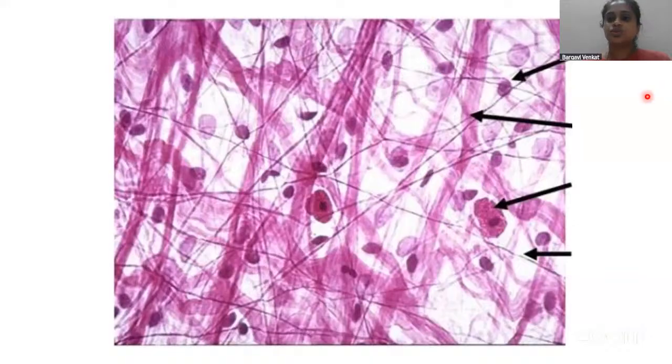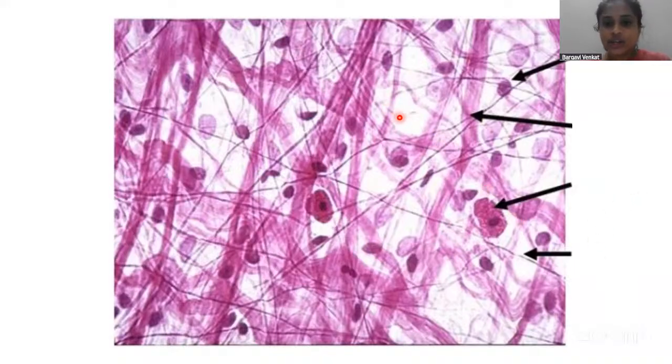To identify them histologically, I'll just show you. From the points we have learned, can you see the bundles here? These are your collagen fibers. The fibers are arranged in bundles. And can you see the singly arranged fibers here, like this? These are your elastin fibers. So this is how you identify histologically both the collagen and elastin fibers.